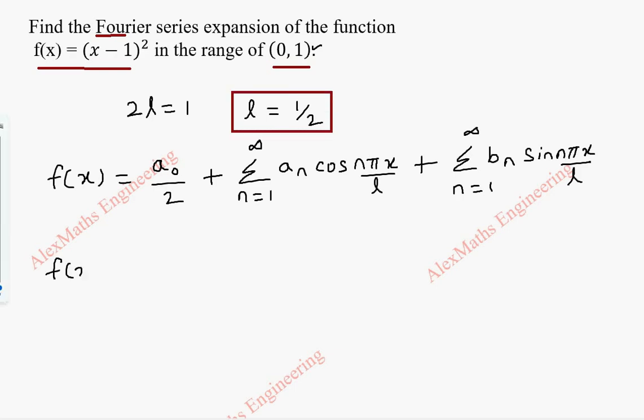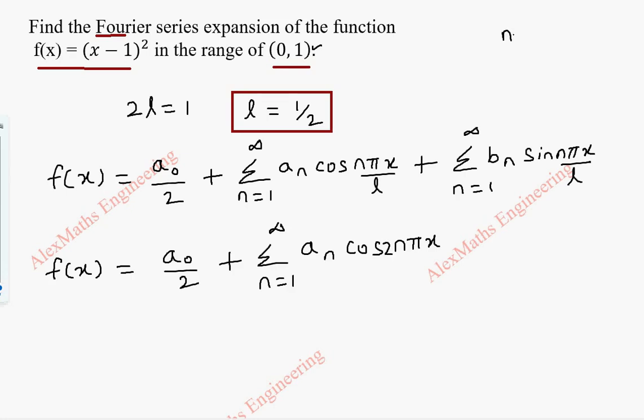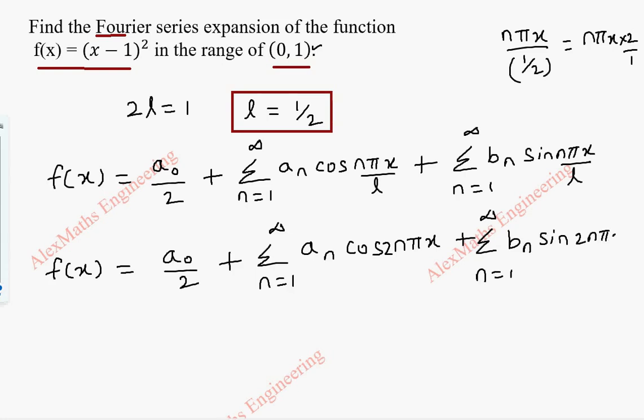So f of x equal to a0 by 2 plus summation n equal to 1 to infinity an cos n pi x by half. When I put by half, it will become 2 because of the reciprocal, that is n pi x by half, and this will become n pi x into 2 by 1. So it is 2n pi x. Similarly, summation n is equal to 1 to infinity bn sin 2n pi x.